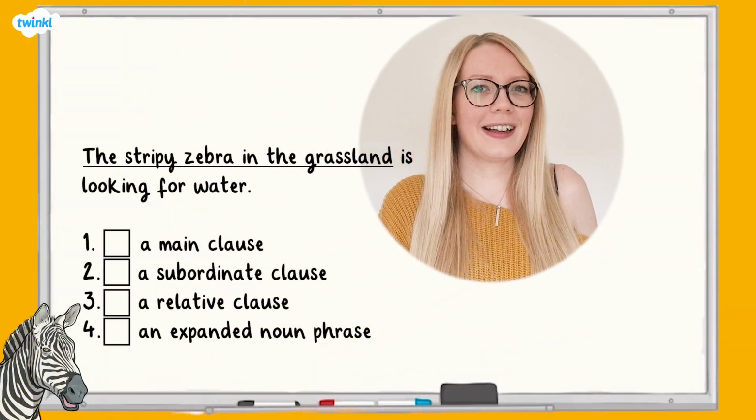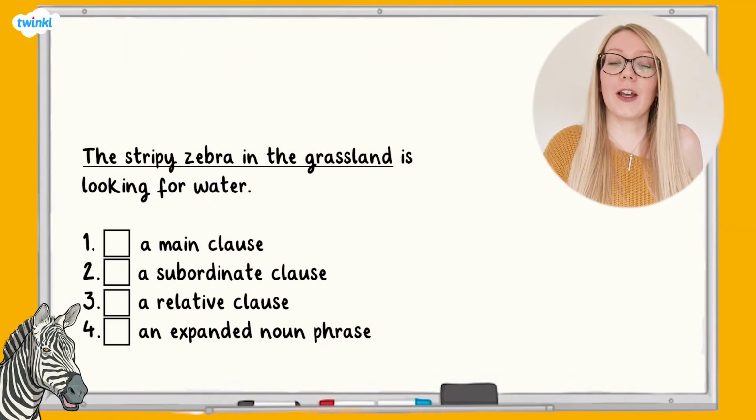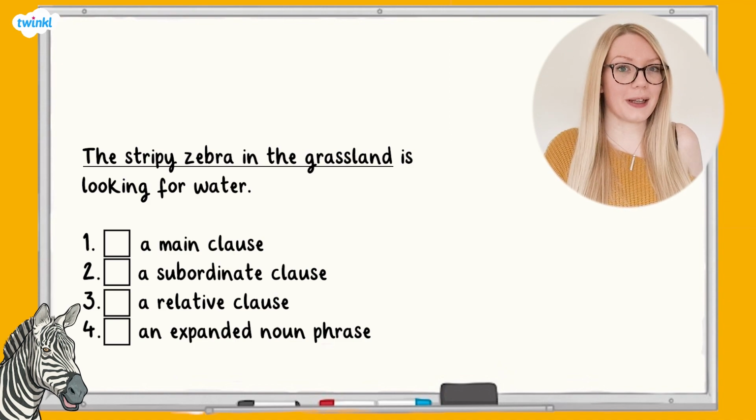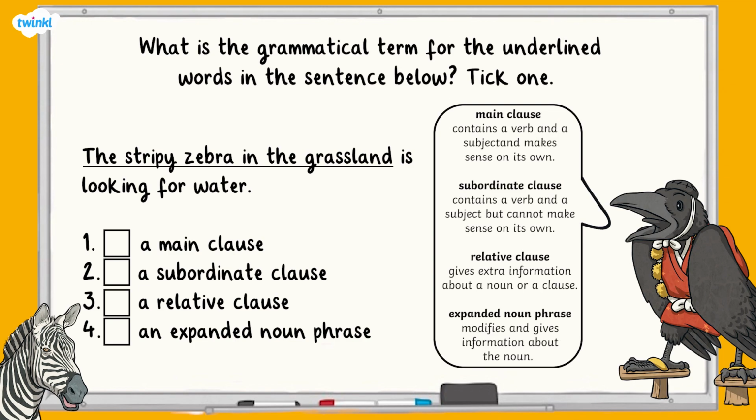Now let's have a look at the first question. What is the grammatical term for the underlined words in the sentence below? The stripy zebra in the grassland is looking for water. What is the stripy zebra in the grassland? Is it a main clause, a subordinate clause, a relative clause, or an expanded noun phrase?